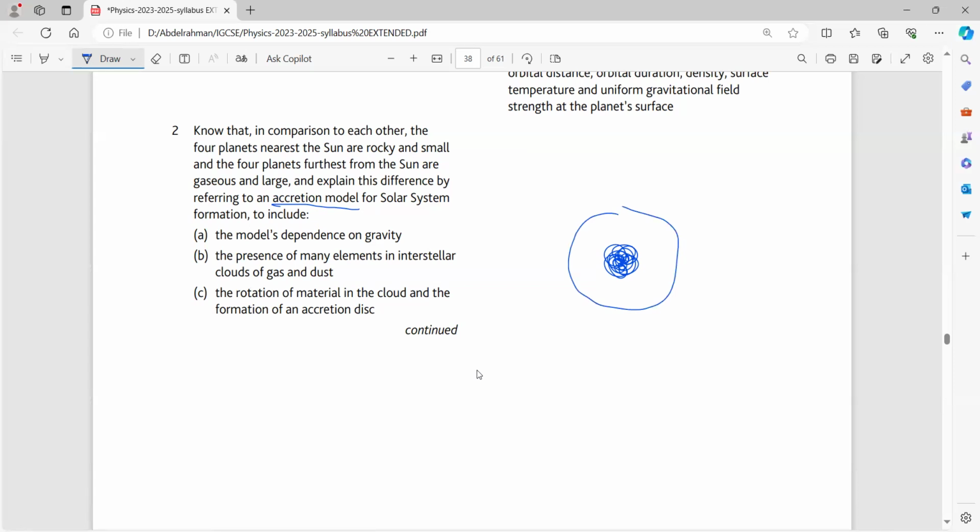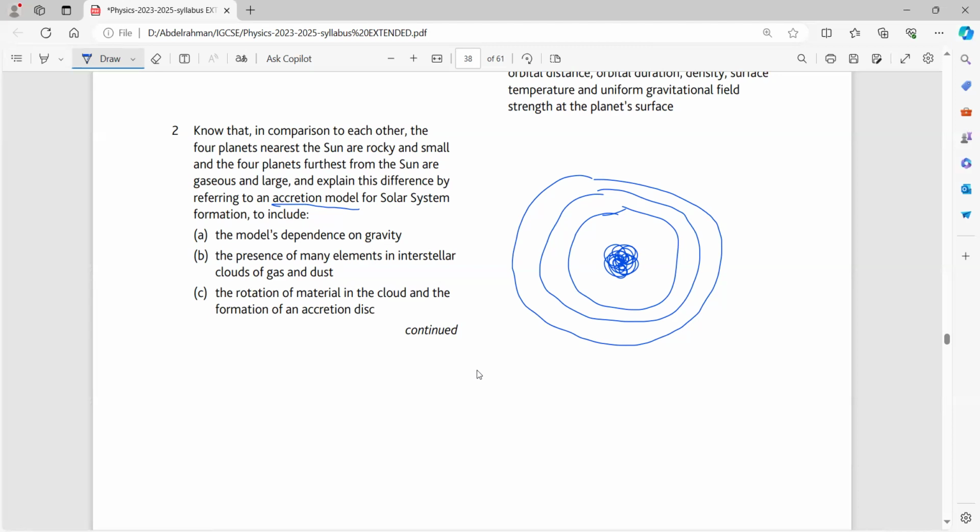The accretion model states that all of the planets are traveling in the same direction around the sun. They all travel in the same direction, clockwise or anti-clockwise. You're not required to know which. But they are all traveling in the same direction and in the same plane. What do I mean they're traveling in the same plane? I don't have one traveling perpendicular to the other planet. No, they are all traveling in the same plane around the sun.